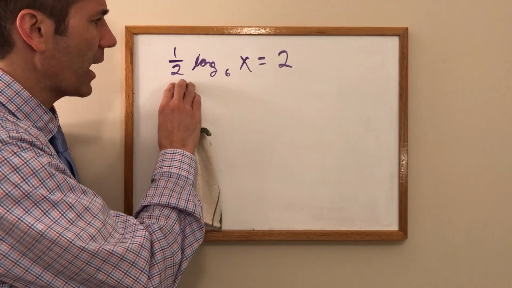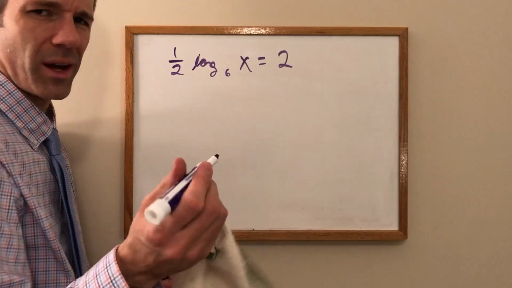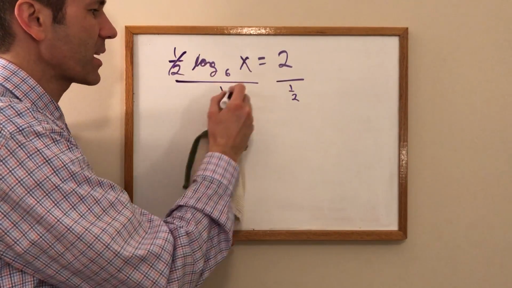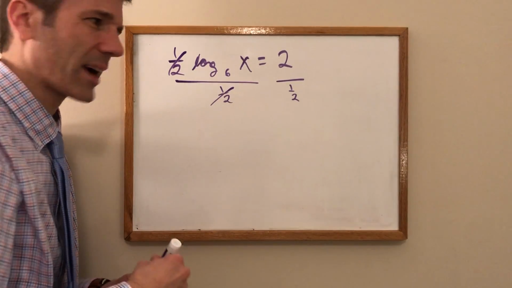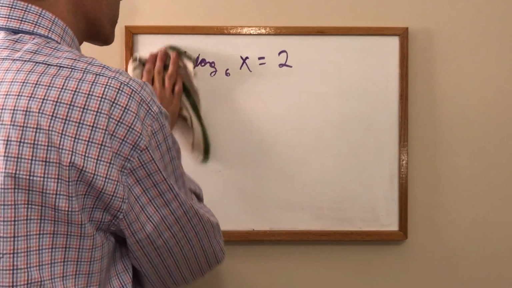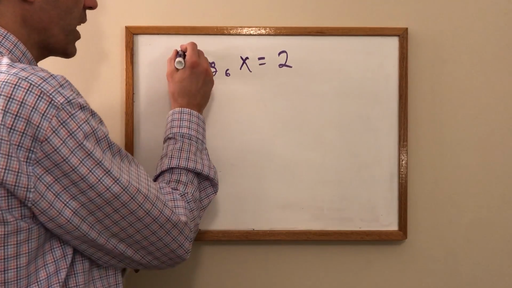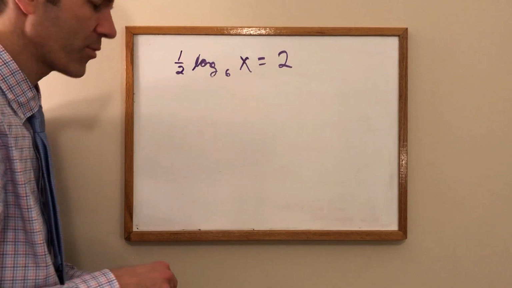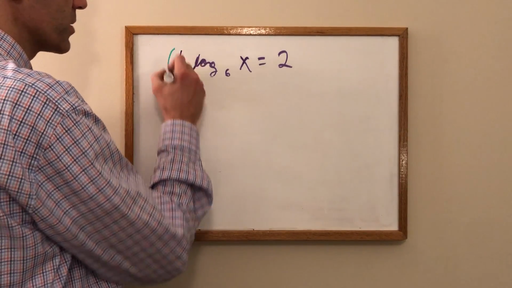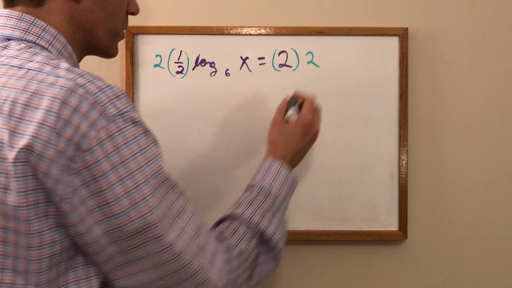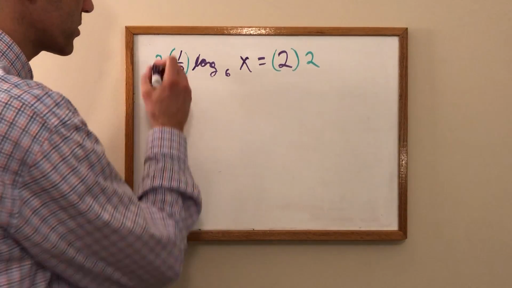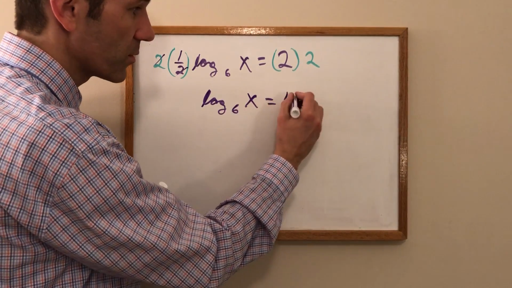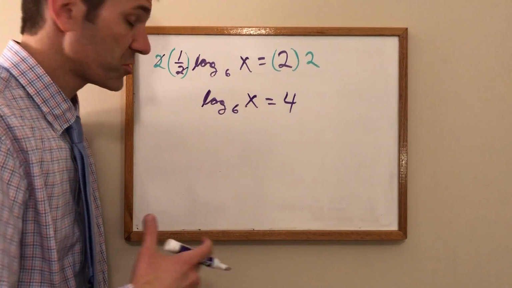Structured differently, I would like to divide by that 1/2. Don't write this, it's right, but it's sloppy and inefficient. We could divide by 1/2 and it cancels those, but no one likes to divide by fractions, right? That's why we multiply by the reciprocal. So I could divide by a 1/2, or I simply could just multiply by 2 and multiply by 2. And when I do, this 2 cancels with that one, and I have log base 6 of x equals 4. And now, smooth sailing.